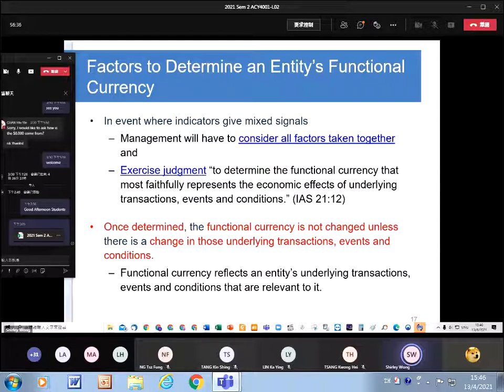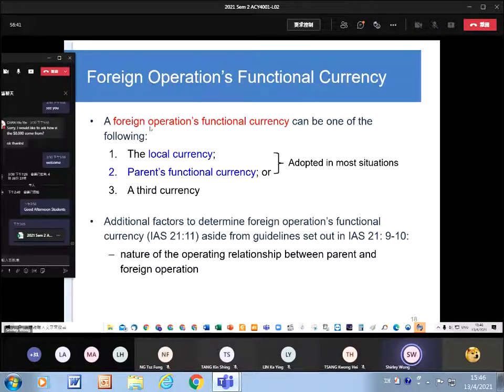Okay, understand about the functional currency, right? So how to think about your functional currency? Usually, if you are a foreign operation, you will first think about the local currency. Or if you do not want to use local currency, you will think about the parent's functional currency, because usually parent's functional currency will be parent's presentation currency. And then you also need to present your financial statement to the parent. Therefore, you can follow their functional currency as your functional currency.